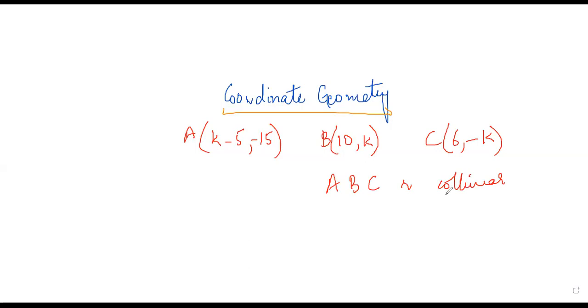What does collinear mean? I told you just that collinear means they lie on a straight line. When they lie on a straight line, their gradient is the same. You can make two pairs. First of all, find the gradient of AB, then find the gradient of AC or BC, then equate the gradient of AB and BC to each other. Find the values of k and let me know.